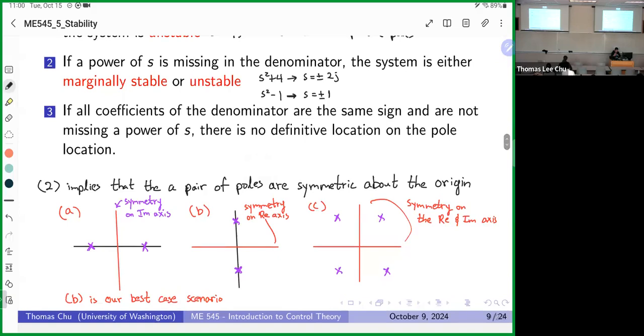Now, if all coefficients of the denominator are the same sign and are not missing a power of s, there is no definitive location on the pole location. So this denominator here, s to the fifth plus 3s to the fourth plus s cubed plus 2s squared plus 3s plus 1 has a pole in the right half plane. I don't actually have it written down, but there's one pole in the right half plane.